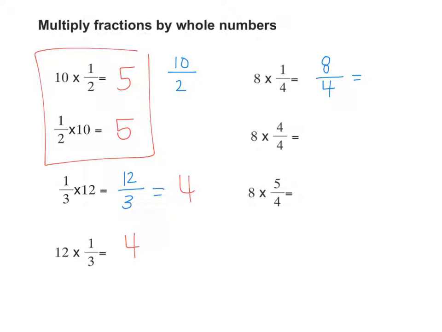So if we know that 1/4 of 8 is 2, how much is 8 times 4/4? 8, yeah. And then how much is 8 times 5/4? 10, because we know that 8 times 1/4 is 2, so 5 of those fourths would be 2 times 5, which is 10.